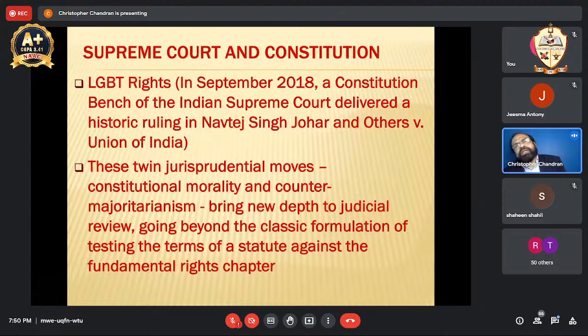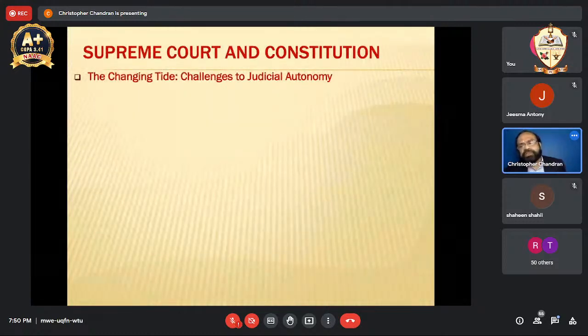There are two moves that I'm talking of here: constitutional morality, and countering majoritarianism. All these are tested against fundamental rights. Usually every law is tested against fundamental rights. If it is against fundamental rights, we say no. But now the Supreme Court is also moving towards constitutional morality, and they are also trying to counter majoritarianism. This is the character that is changing. So this is how the Constitution becomes relevant.